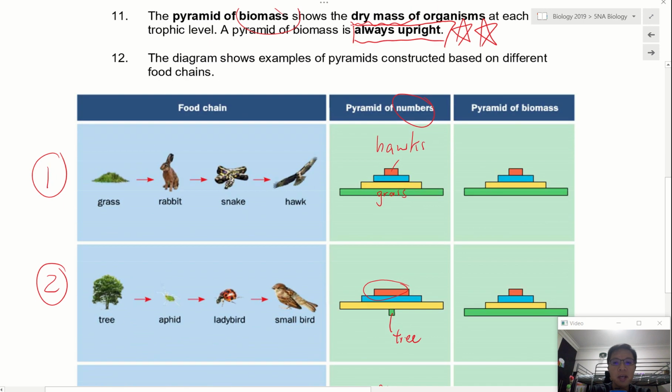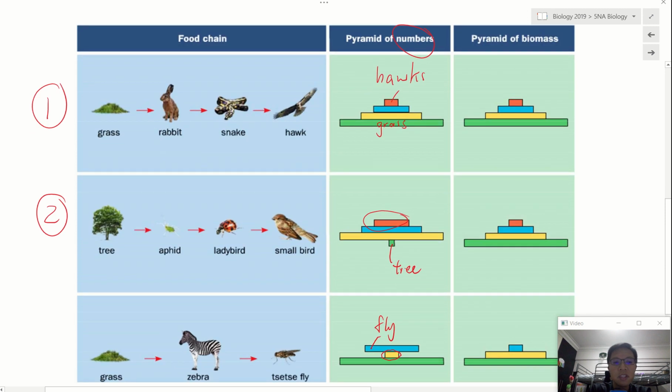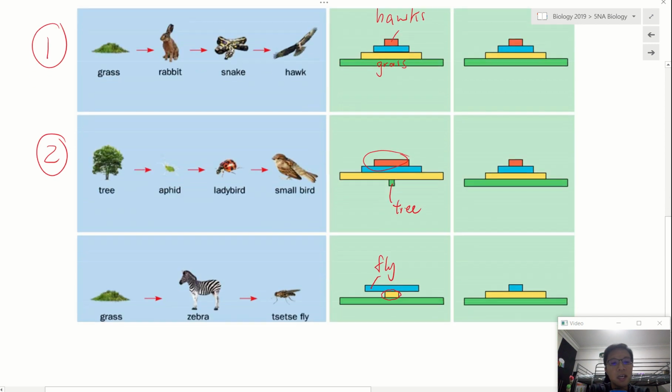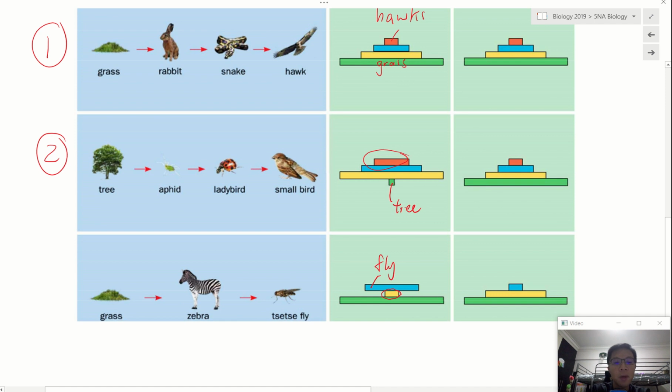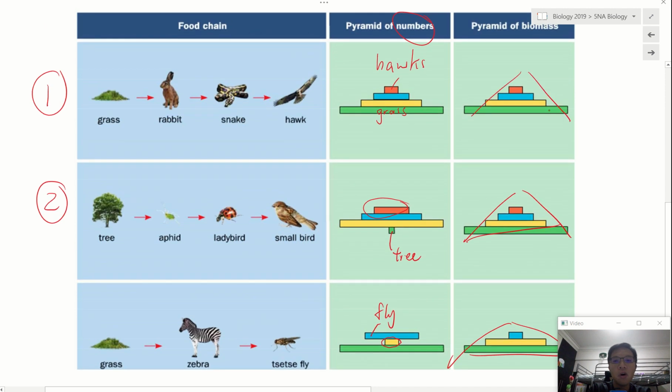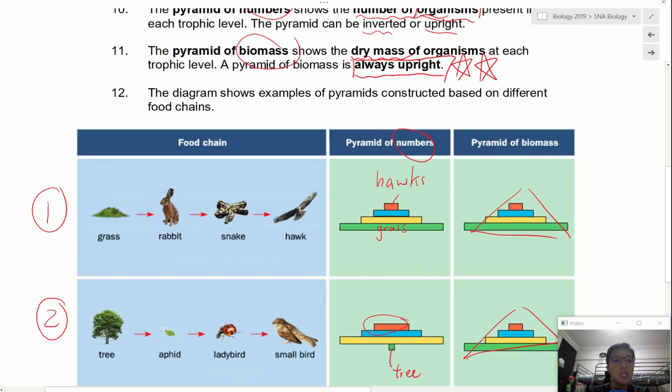For example, grass will always have a larger biomass than the hogs. Then the rabbits, the snakes, and then the hogs will have the smallest biomass. Even in the second example, the tree, even though it's just one tree, the biomass is more than the aphids. And in the last example, no matter the population, my pyramid of biomass is always upright for any food chain.